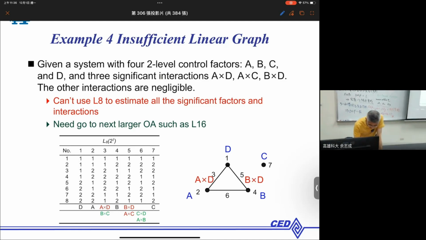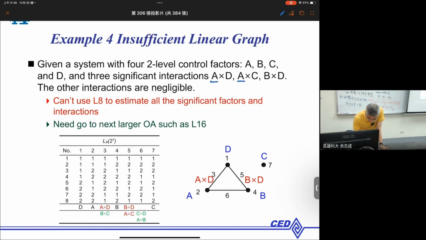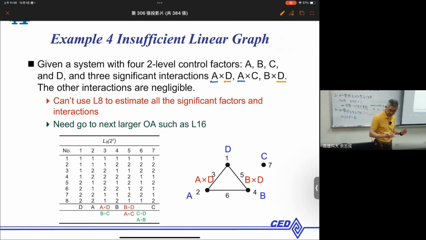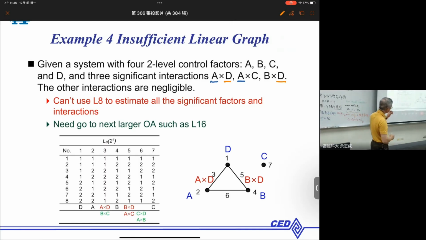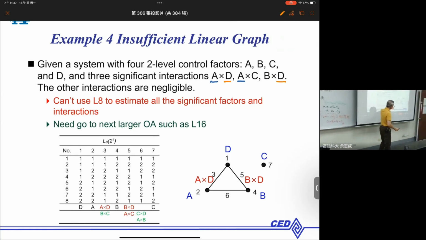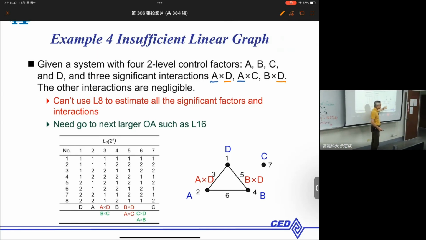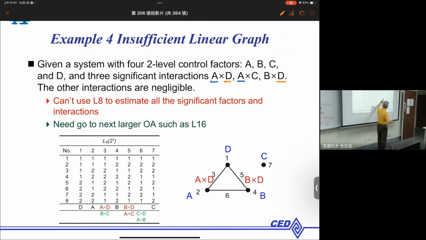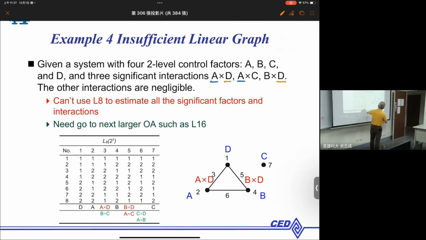Just like what we did, let's try. A happens 2 times. D happens 2 times. So we need to assign A and D first. A has a place with 2 lines. B has to find a place with another 2 lines. At first thought, this linear graph seems okay because we have 1, 2, 3, 4 dots. Okay, 4 dots, good. 3 interactions, 3 lines, perfect.